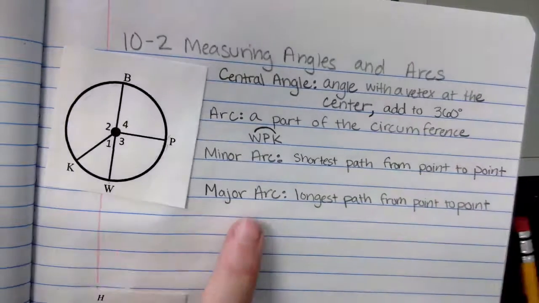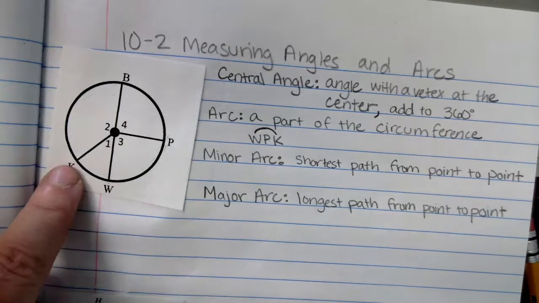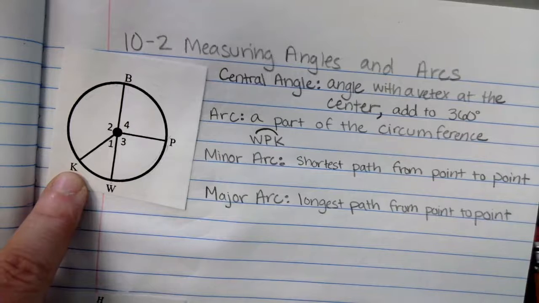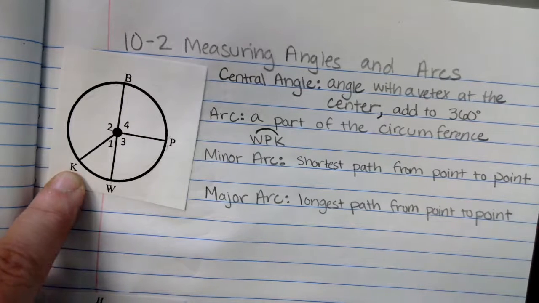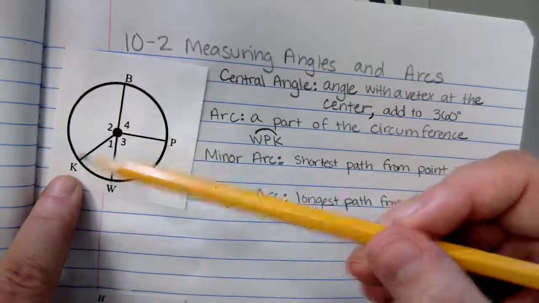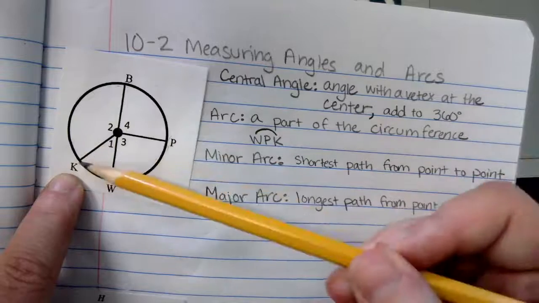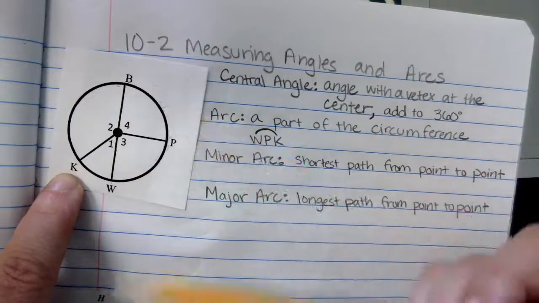What point do you guys want to start at? K. All right, we're going to start at K. And where do you want to end at? B? Okay. What's the quickest way to go from K to B around the circle? Do I want to go to the left? Do I want to go clockwise or counterclockwise? Yeah, clockwise. So our minor arc would be this K to B.